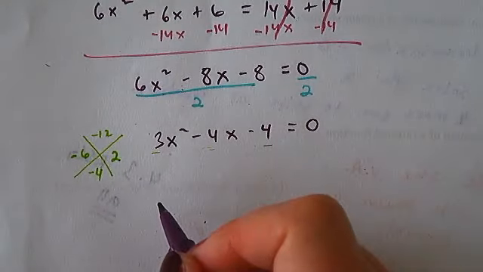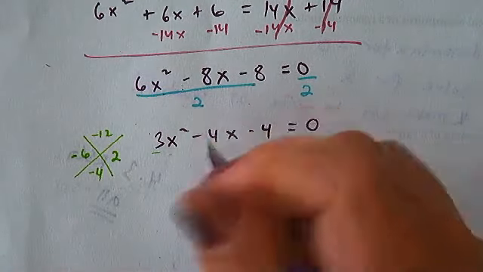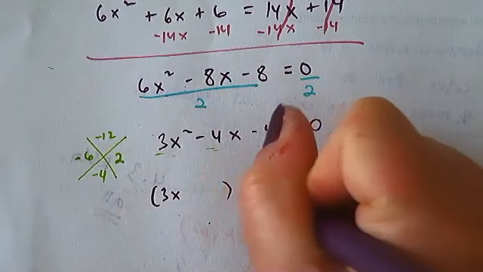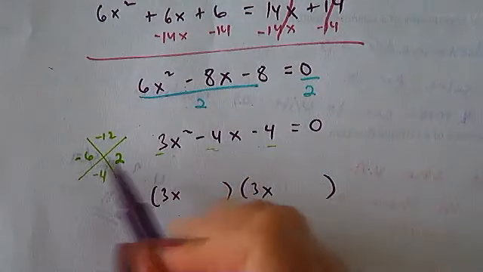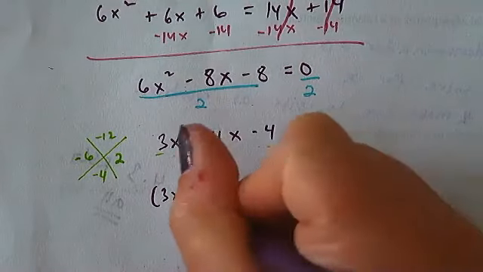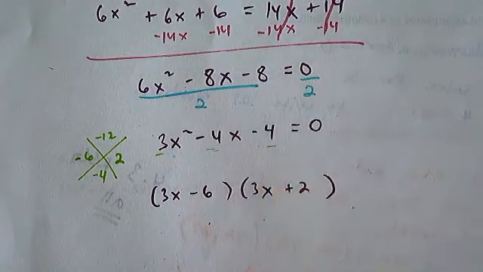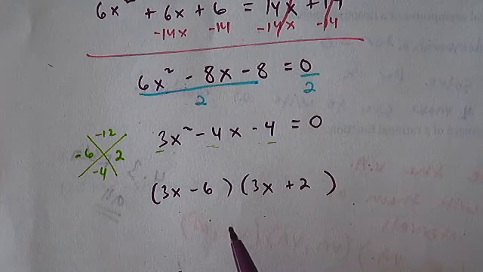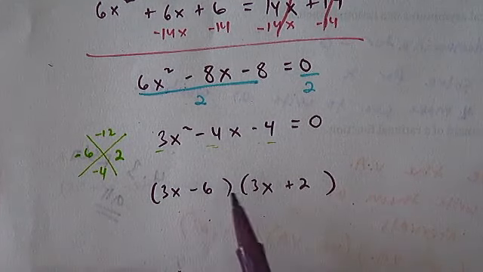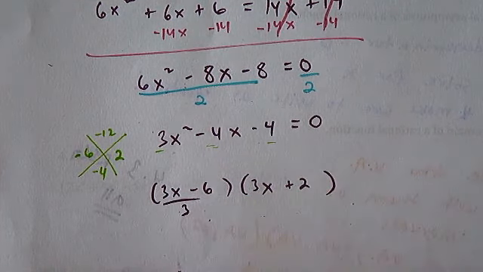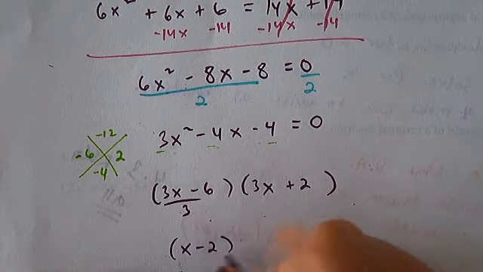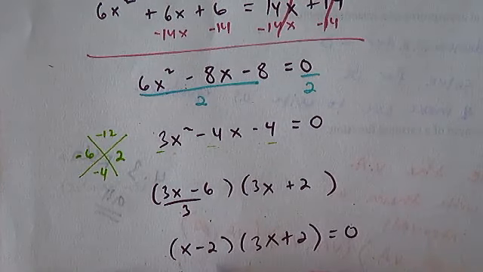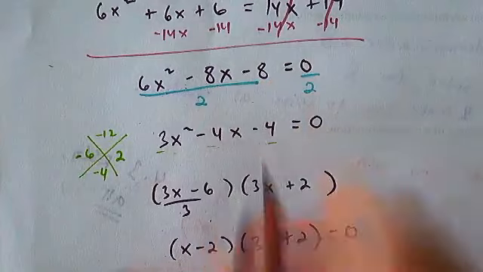So what we do is we take this guy and put him here and here, and then we take these two and put them here and here. And then which of these can we basically simplify more? So this 3x and this 6 can both be divided by 3. So that leaves us with x minus 2 and 3x plus 2. So those are the factors of this.